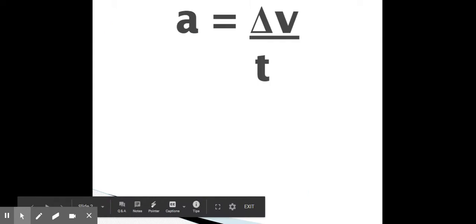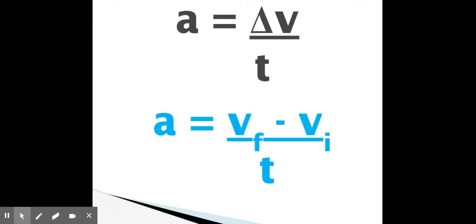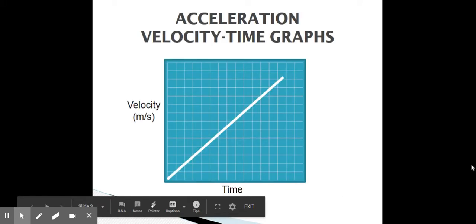So in order to calculate acceleration, it is delta V over t. And remember that delta is this Greek letter that means change. So delta V over t means the change in velocity over a period of time. And we calculate that by using final velocity, which is Vf, minus initial velocity, which is Vi, over the time. And that will give us the acceleration. Now, remember, the acceleration could be positive or it could be negative. It's just a change. We could be getting faster or we could be getting slower.